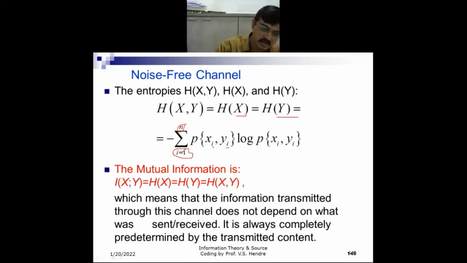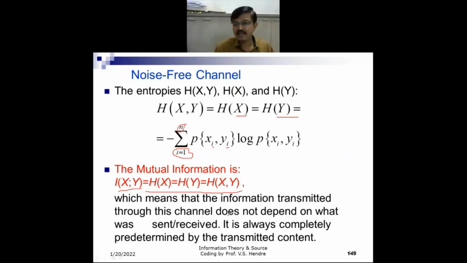We have only a single summation formula: the sum from i equal to 1 to n of p of xi comma yi log of p of xi comma yi. And if I look at the formula for the mutual information, it is also h of x plus h of y minus h of xy, but here everything is exactly the same. That's why the mutual information is also exactly equal to h of x, or h of y, or h of x comma y, which means that the information transmitted through this channel does not depend on what was sent or what was received. It is always completely predetermined by the transmitted content.